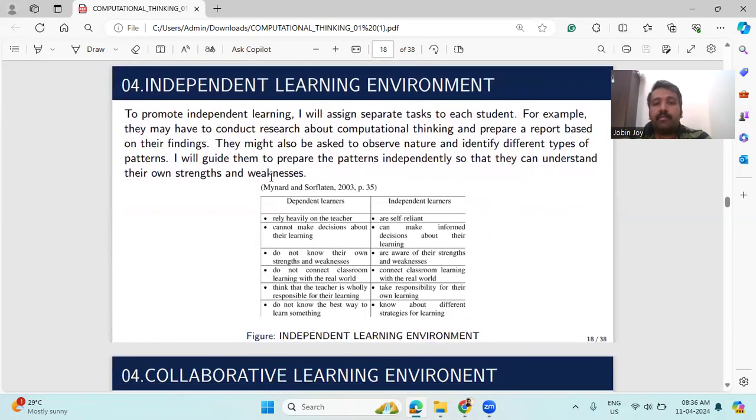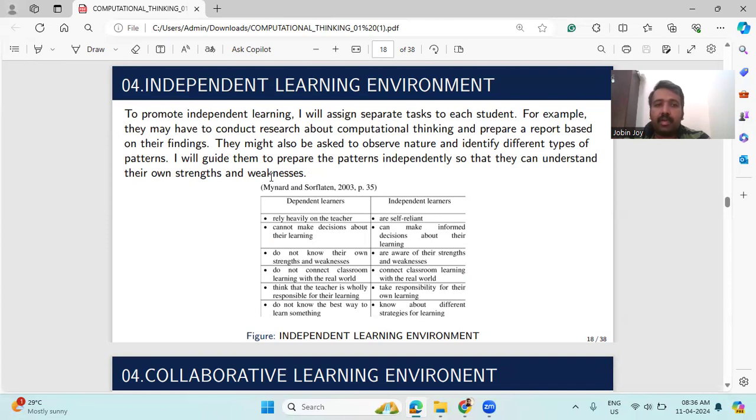So, independent learning environment. To promote independent learning, I will assign separate tasks to each student. I already mentioned there are 6 designs they have to recreate in Tinkercad from nature observation, and the first 3 designs are common to all. This will promote the concept of collaborative learning, but the next 3 designs promote independent learning. Okay, so that is from nature observation.